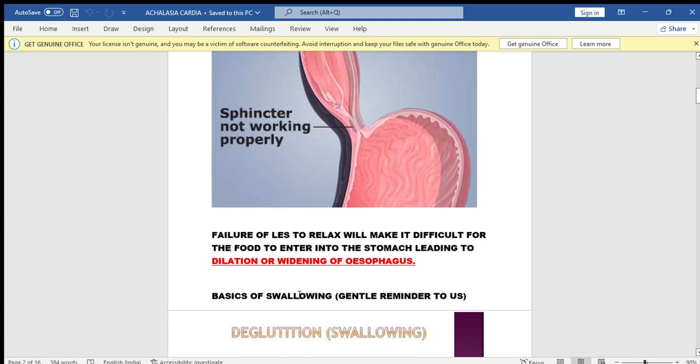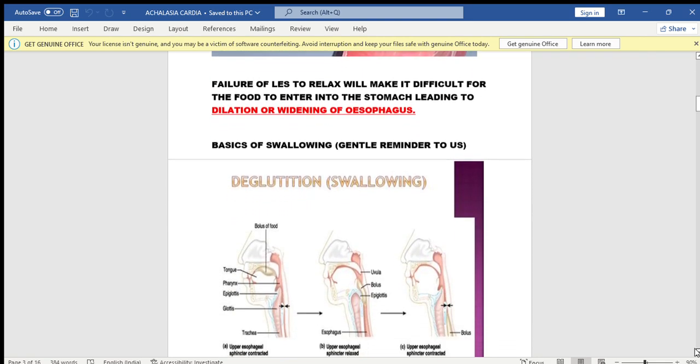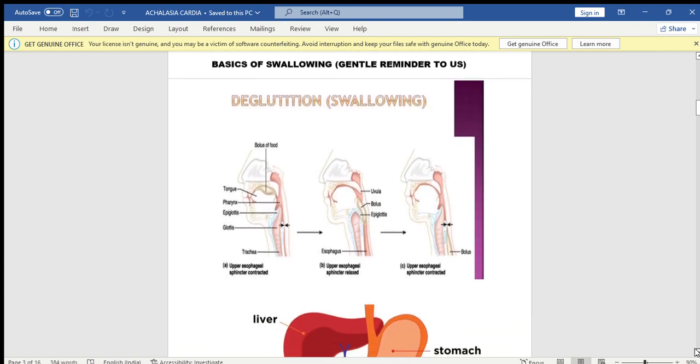Like I said above, failure of the lower esophageal sphincter to relax will make it difficult for the food to enter the stomach, leading to dilatation or widening of the esophagus, as we can see very clearly in this diagram above. Now let's brush up on some basic physiology to know what exactly is happening.